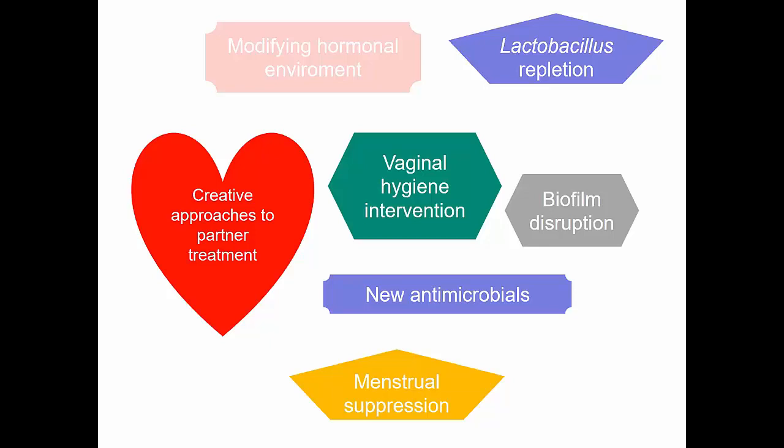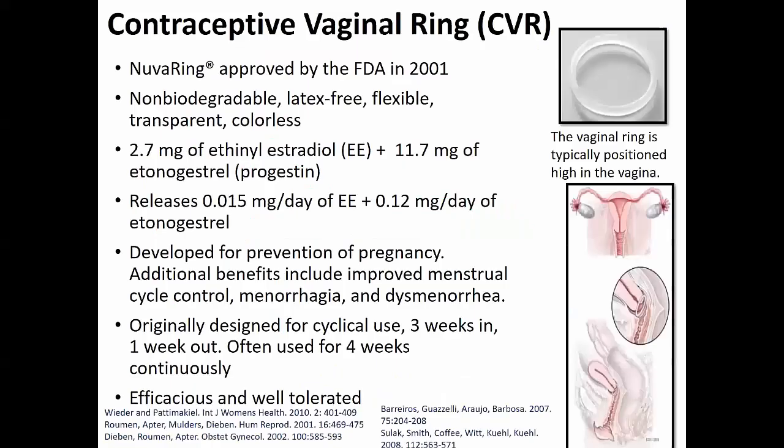Vaginal hygiene interventions have tried very hard to work on that. New antimicrobials, not so many, I would say, in this field. Menstrual suppression, an interesting idea, and we'll talk about that in a second. And again, everybody's pointed out creative approaches to partner management. We really need to figure out what the male factor is here. Female factor, certainly we know that women transmit BV to each other. For the HIV epidemic, I think that's not quite so relevant. And then modifying the hormonal environment.